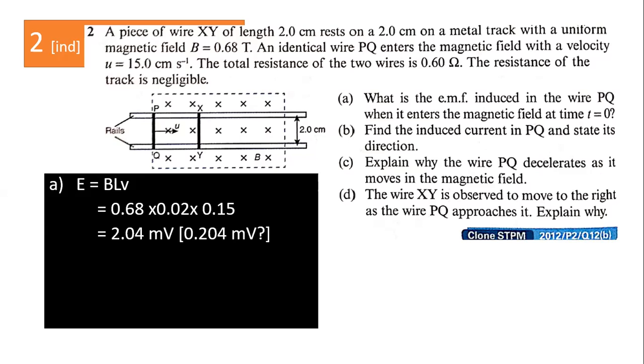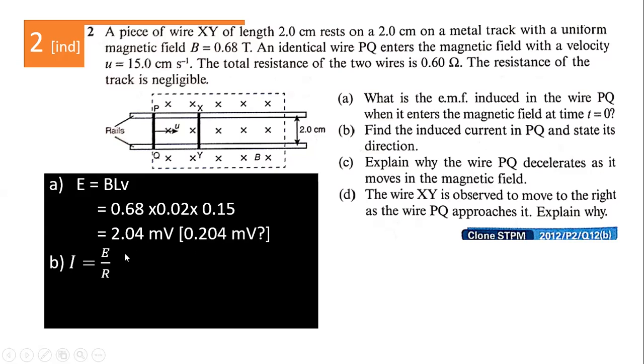That's how you calculate your EMF. Put in your value. There's your B. L, 2 cm, convert it to meter. Your speed in cm, convert it to meter per second. Okay, I got this value. Your answer in the book is this value. Let me know, check and see. Let me know if I'm wrong.